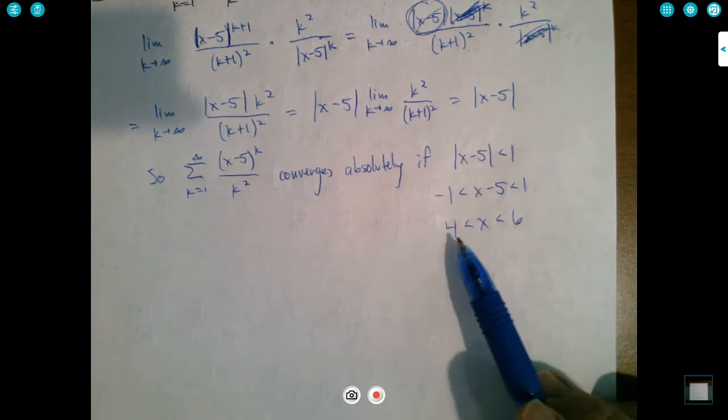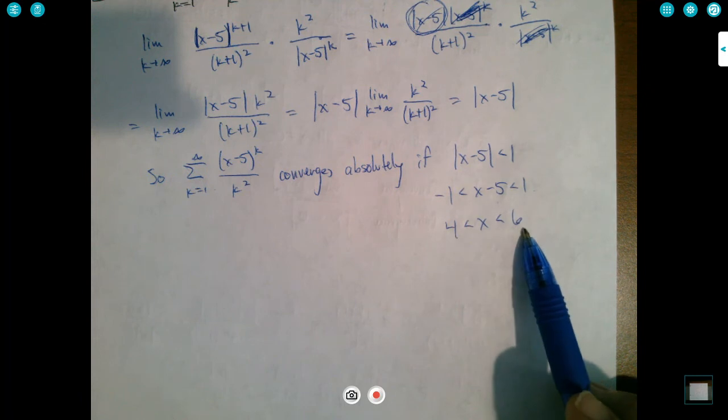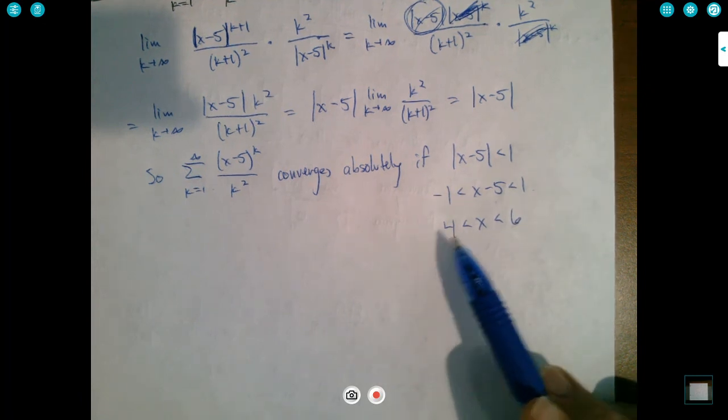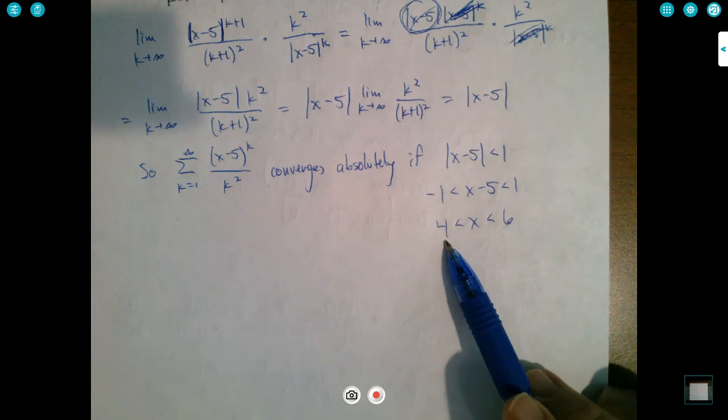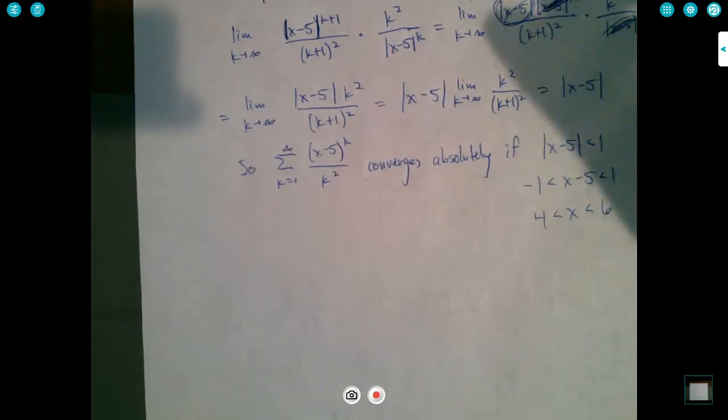Now the only question is what happens at 4 and what happens right at 6. Because certainly if x is less than 4, it diverges. If x is greater than 6, it diverges. If x is between 4 and 6, it converges. But what happens when x equals 4? What happens when x equals 6? So let's see.